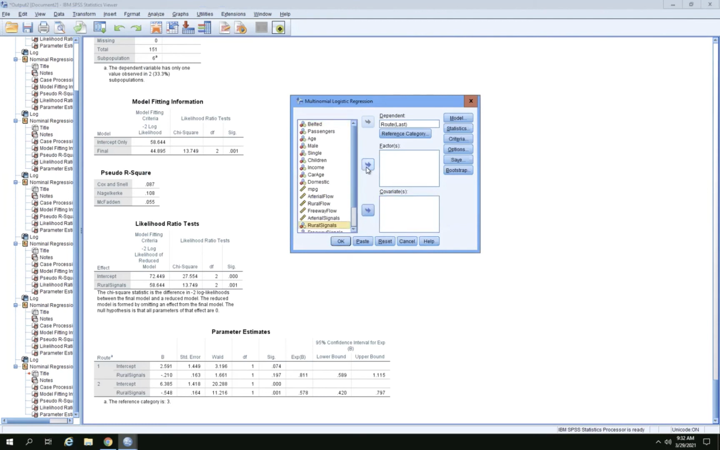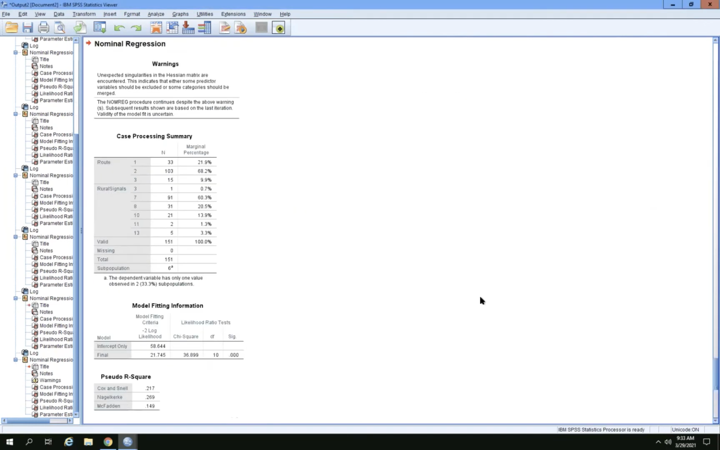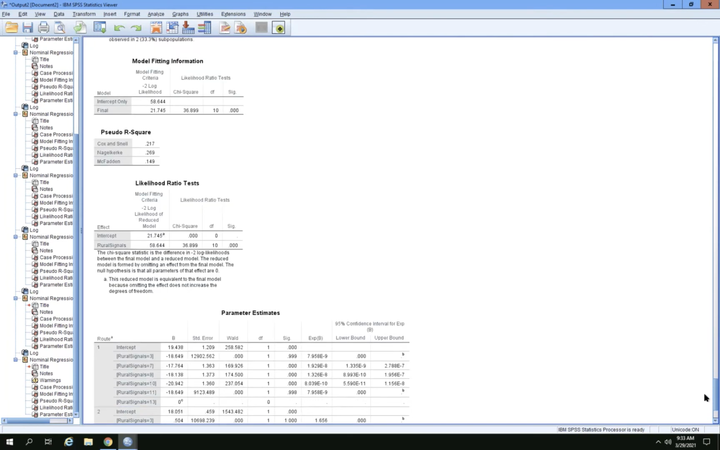And so as I had alluded to previously, what that does is it estimates a series of binary indicator variables instead of treating that variable as continuous. Now, in this case, the one thing I should note, and the one thing you should potentially be concerned about when you're estimating these regression models, is this warning we see up here where it says there are unexpected singularities in the Hessian matrix. And so what that basically means is we're overestimating our model or overfitting our model.